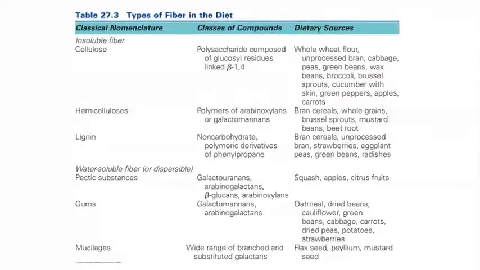We can see in this graphic the 2 types of fiber: insoluble fiber that includes cellulose, hemicelluloses, and lignans, and the water-soluble or dispersible fibers that includes the pectic substances, gums, and mucilages.